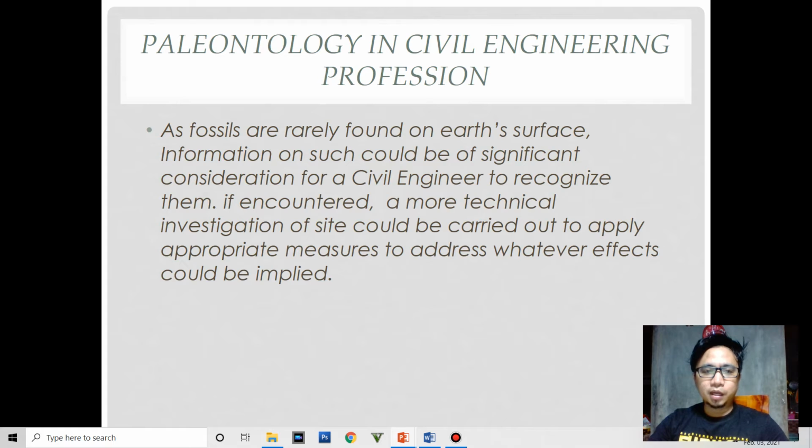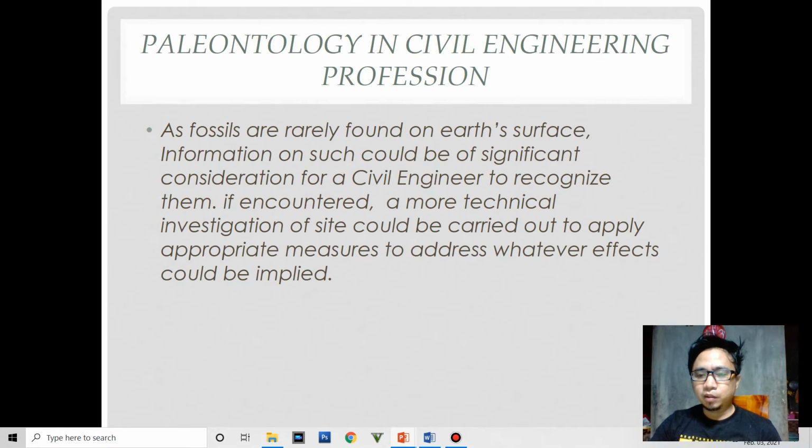Okay, paleontology in civil engineering professions. Of course, we can rarely find fossils, but they are great information, and such could be of significant consideration for a civil engineer to recognize them. So, for example, suppose you happen to find fossils on a certain site.